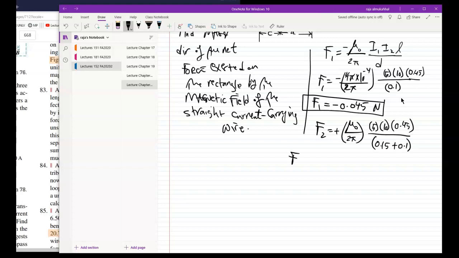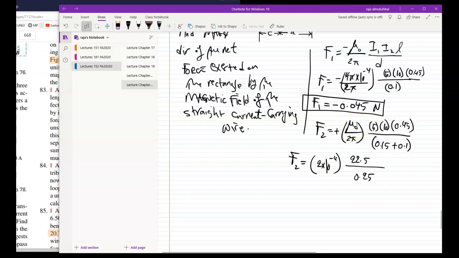So F2 in this case is going to be equal to, here we have 2 times 10 to the negative 4 for the one in parentheses here, right? We've done that several times already. And then this one here, that's going to be 50 times 0.45, answer 22.5 here, divided by 0.25, right? 0.15 plus 0.1. Okay, 0.25. Now let's calculate all of that.